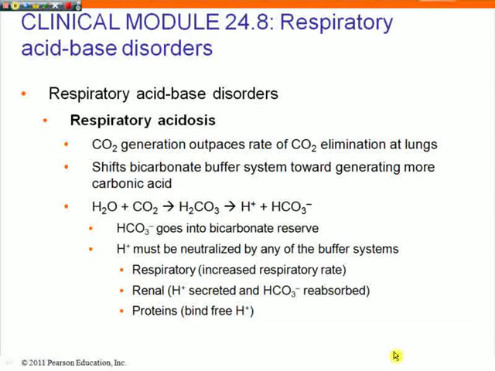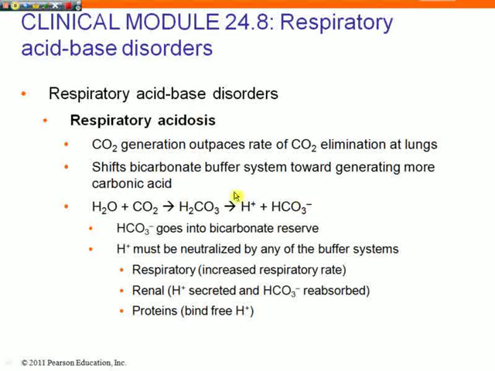Alright, part 3. Respiratory acidosis, started on that. The CO2 generation outpacing the rate of CO2 elimination. This is going to shift the bicarb buffer system toward generating more carbonic acid. You're in acidosis, which remember I said was related to hydrogen ion, but the bicarb is associated more with a base or alkalotic state.